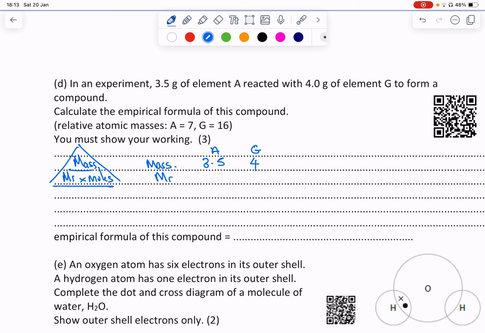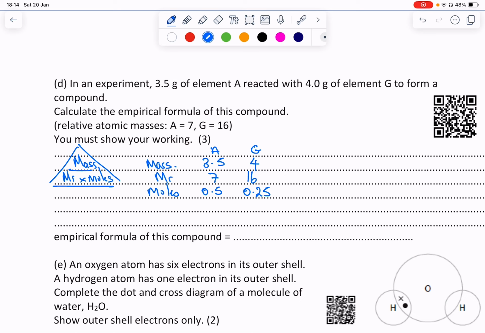So the Mr from the question, here you can see it tells me that the relative atomic mass for A is 7 and G is 16. So let's put those two numbers in. A is 7 and G is 16. Now I've got the mass and the Mr, I work out the moles. To do that all we have to do is this number divided by this number. So if I get my calculator, 3.5 divided by 7 is going to be 0.5, and then 4 divided by 16 is 0.25.